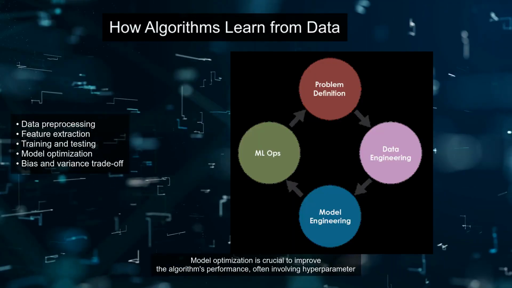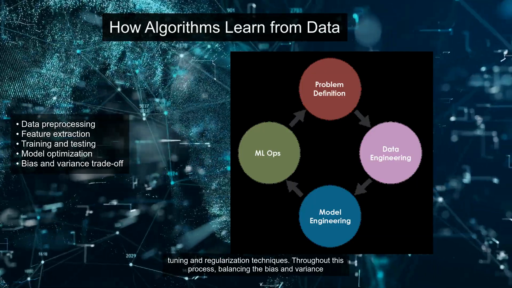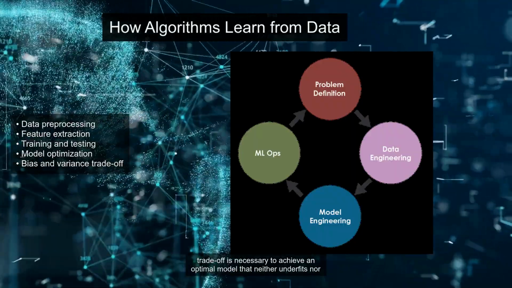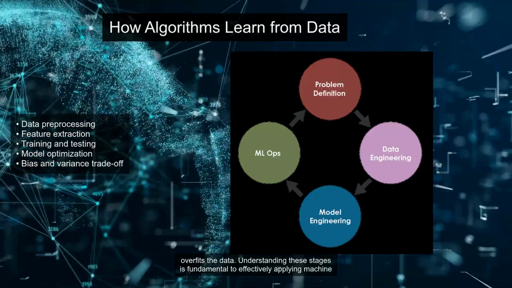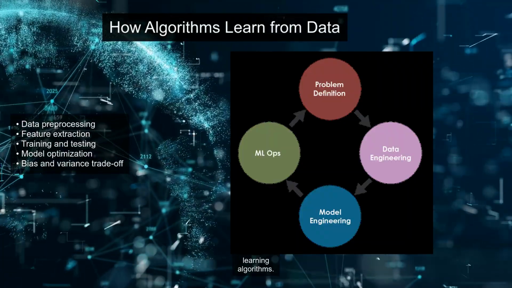new, unseen data. Model optimization is crucial to improve the algorithm's performance, often involving hyperparameter tuning and regularization techniques. Throughout this process, balancing the bias and variance trade-off is necessary to achieve an optimal model that neither underfits nor overfits the data. Understanding these stages is fundamental to effectively applying machine learning algorithms.